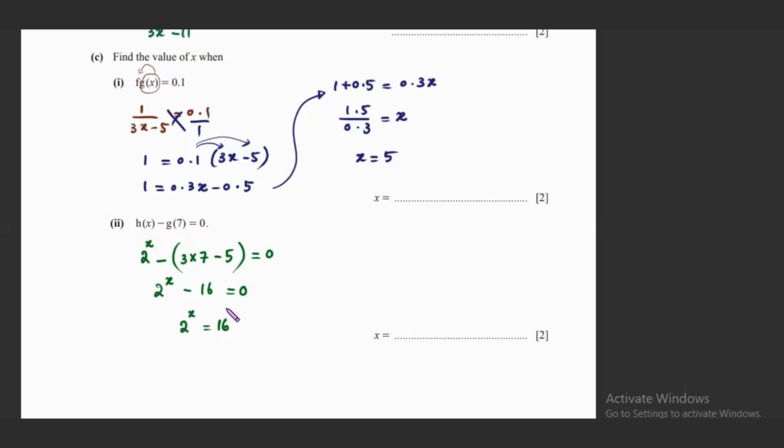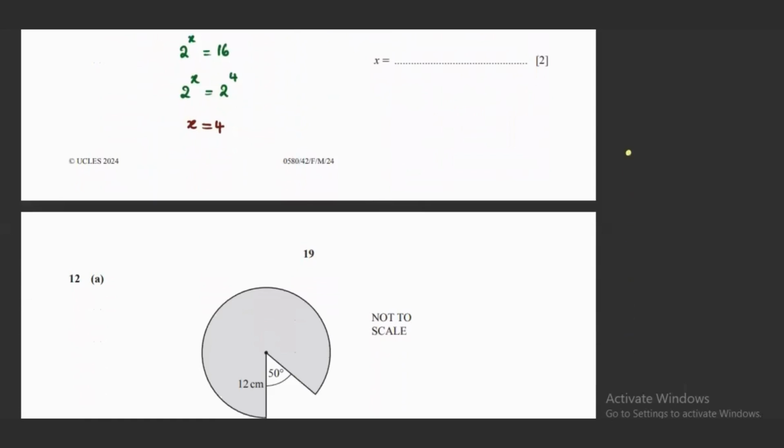This 16, I can write with a base of 2 in the index form. So it's going to be 2 to the power x is equal to 2 to the power 4, because 2 to the power 4 is equal to 16, which means the bases are equal, therefore the indices will be equal. This is how we know that the value of x is 4. With that, we are done with question 11. And now we're going to move on to the last question, which is question 12.